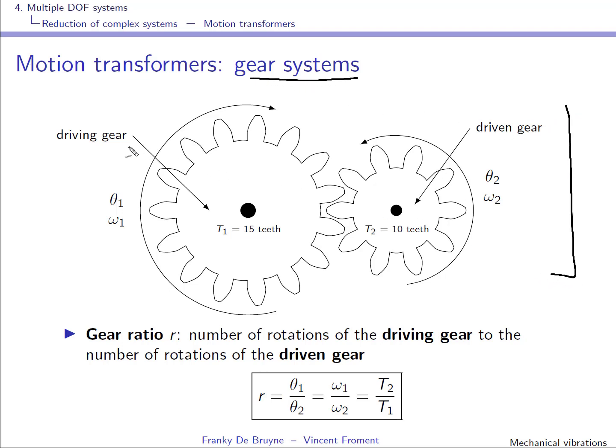You have got a representation over here. So this is the driving gear, so we'll assume that it's rotating in this direction here with a rotational speed omega 1, and of course the driven gear will rotate in the other direction, okay, with an angular speed omega 2, and what we call the gear ratio, denoted R over here, is the number of rotations of the driving gear divided by the number of rotations of the driven gear.